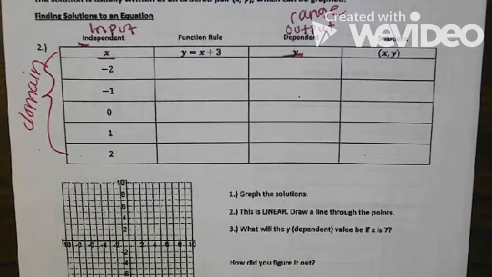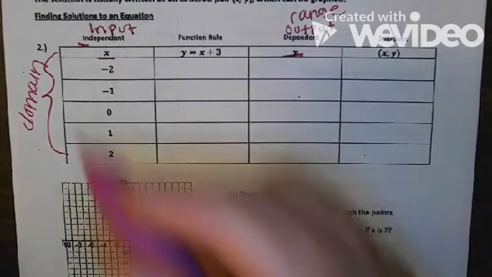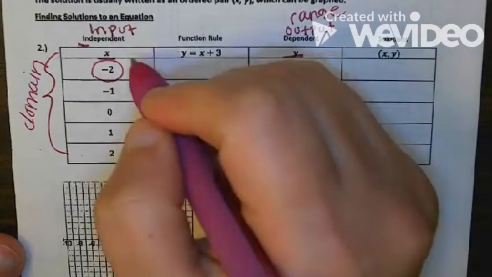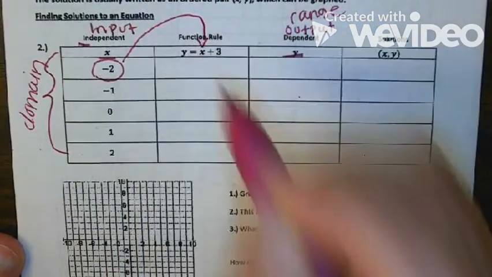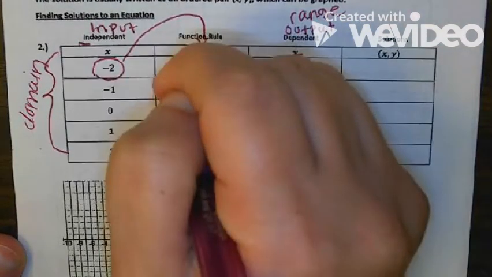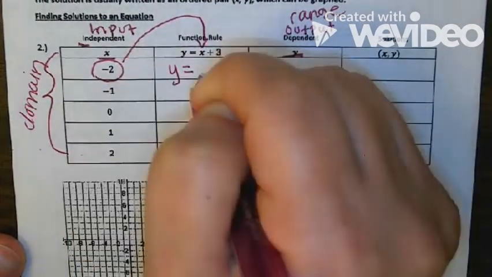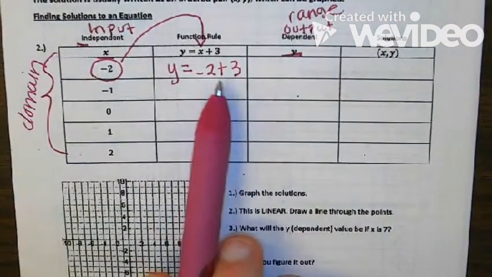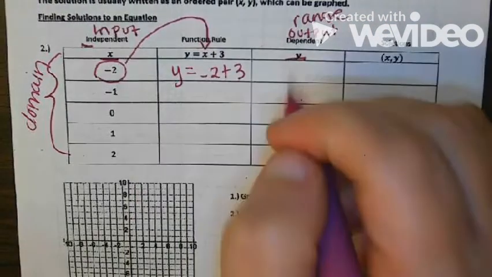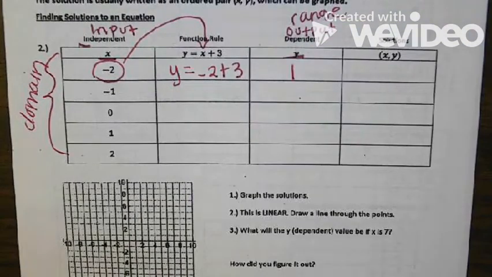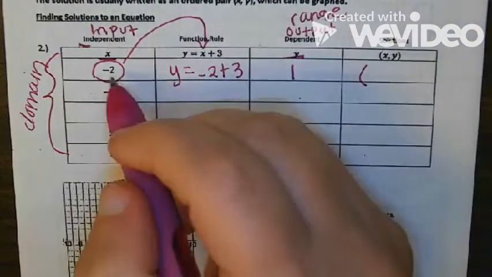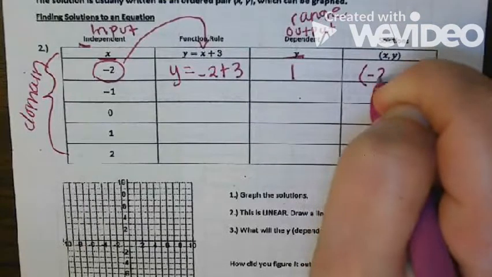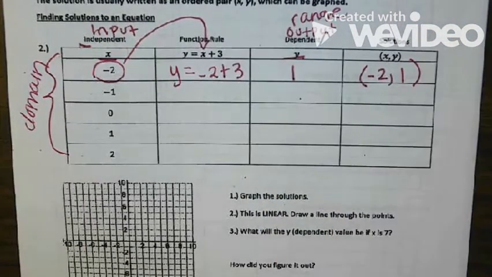So now we can plug in and find the solutions for our function. We take our X value, our input, our independent, and plug it into our function rule. So now I know Y equals -2 plus 3. My signs are different, so I subtract to get 1. And then I write my solution as an ordered pair. X comes first, Y comes second.